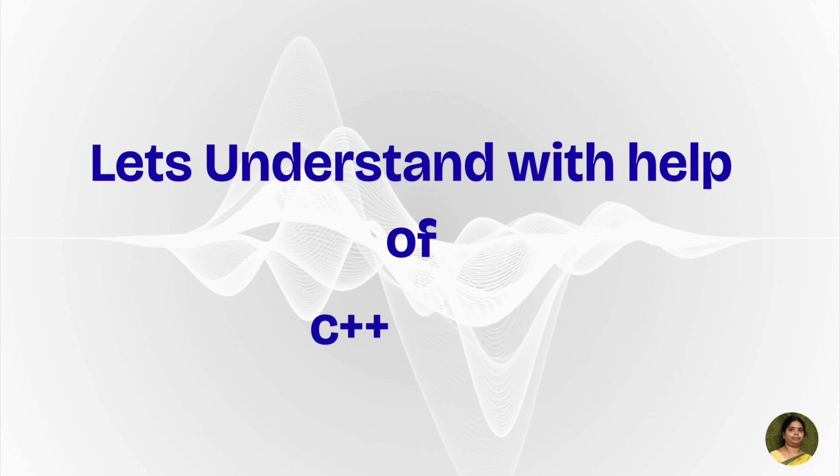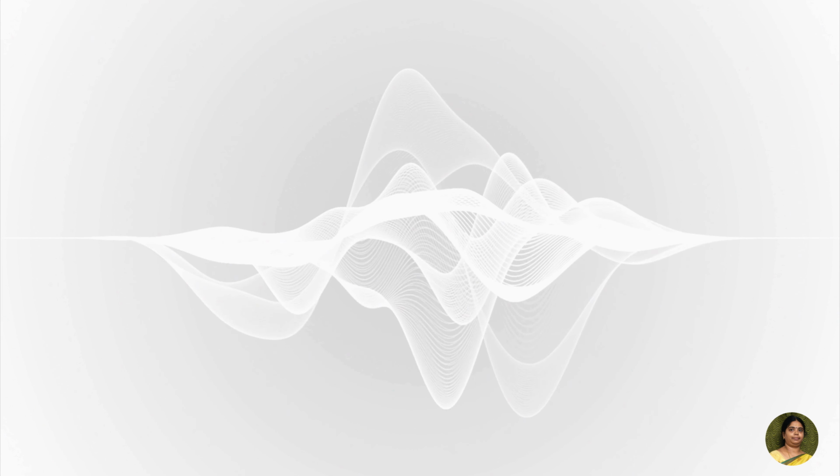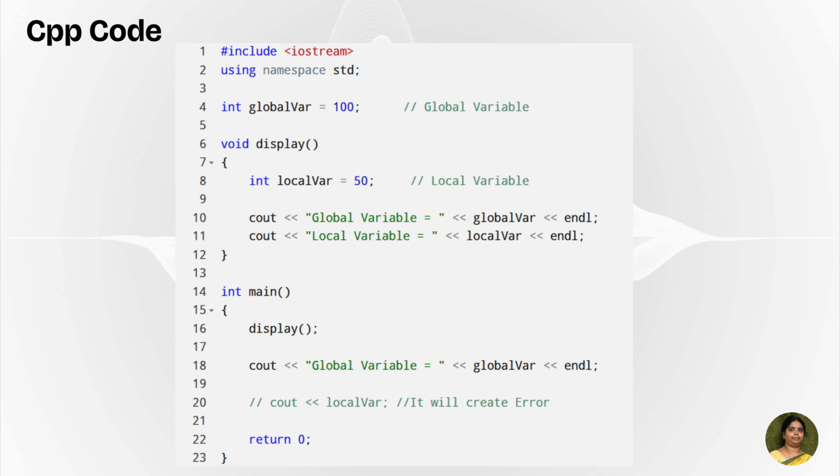Let's understand this with a small C++ code. The first line is include iostream. It is used for input and output. And if we write using namespace std, we do not have to write std again and again. Int global_var equals 100. A variable named global_var is created. It is declared outside all functions. Therefore, it is called a global variable. Any function in the program can use it.